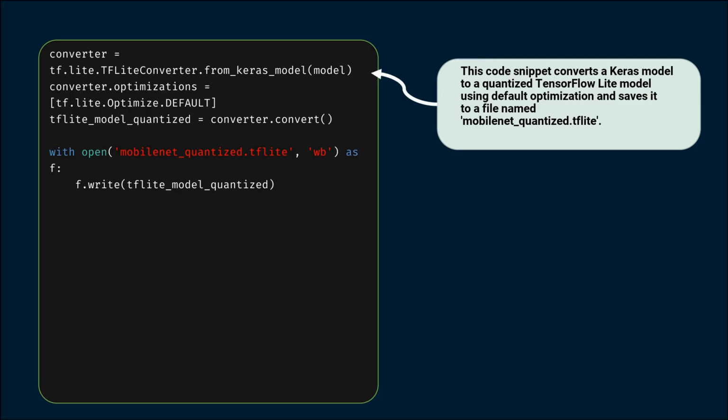Finally, we write this quantized model to a file named Mobilenet quantized tflite. This output file can be easily incorporated into mobile applications, enabling efficient image classification capabilities while utilizing reduced computational resources. By following these steps, you ensure that your Mobilenet model is both efficient and fast for practical use in real-time applications. Now let's see how we can implement performance measurement for our Mobilenet model during inference.